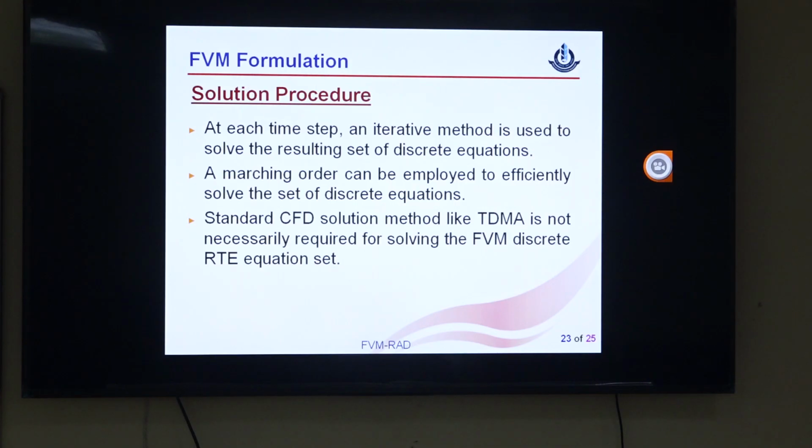TDMA, which is quite popular in solving CFD problems, that is the tridiagonal matrix algorithm, is not necessarily required here for solving the finite volume based discrete RT equations, because it is simply based on marching. Once you march from the boundary, all the values are known. So you do not need any explicit methodology for solving the discrete set of equations, unlike the case with CFD. So that is the slant advantage.